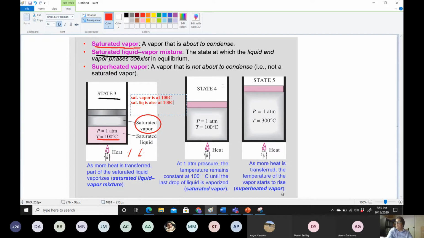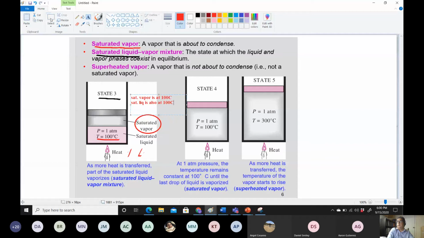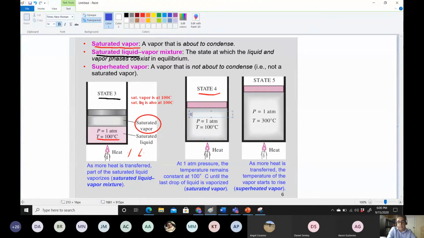All right, so now we go to state 4. Now all the liquid, we're at the point where we just vaporized that last drop. Imagine there's just one little bit of liquid left, and right now we just vaporized it. In state 4 we have 100% saturated vapor, that volume right now. It's still 1 atmosphere. So states 2, 3, and 4 have all been 1 atmosphere and 100 degrees Celsius.